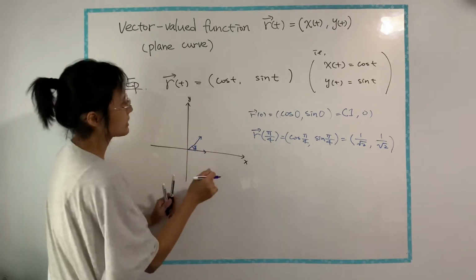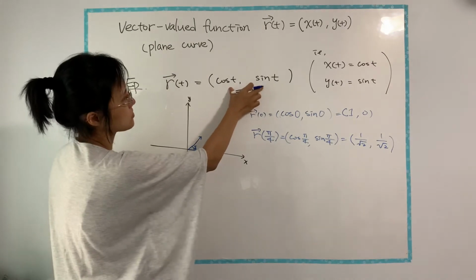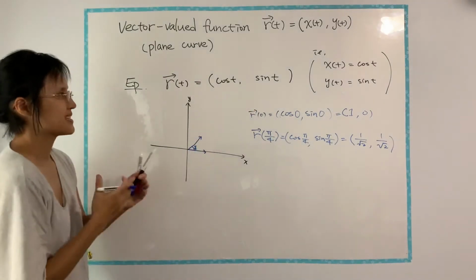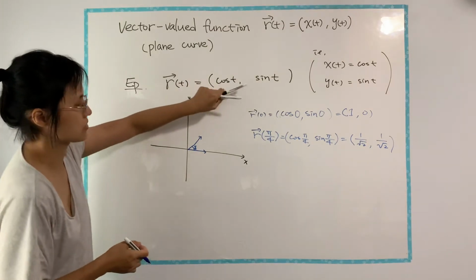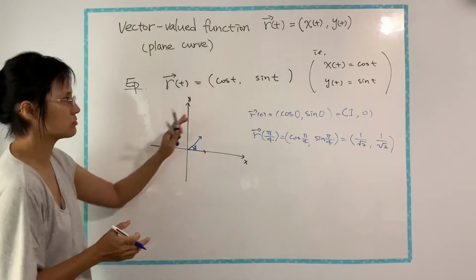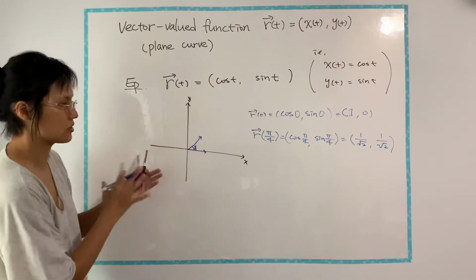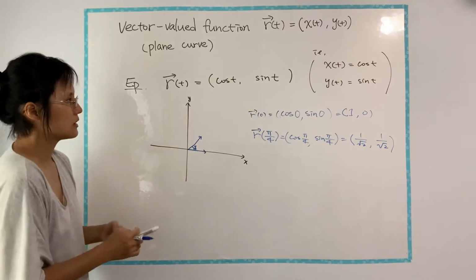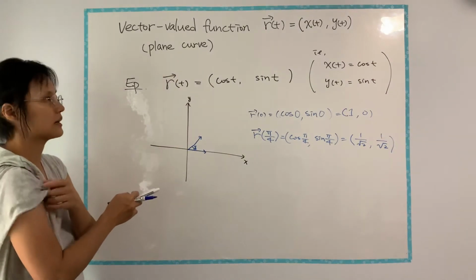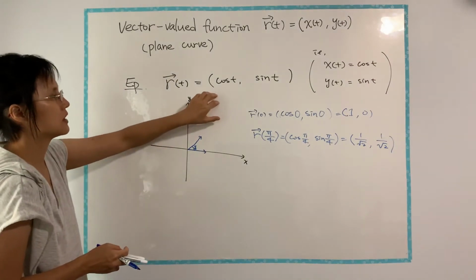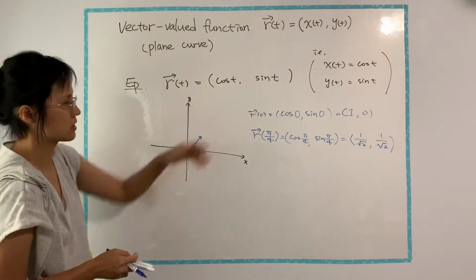Why do we know that? Because I happen to know this gives me the coordinates on the unit circle. If you don't remember the coordinates on the unit circle, you can go watch the supplemental videos I made for trig functions, sine and cosine.